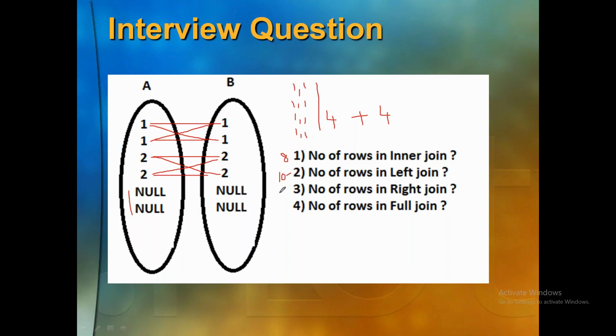Number of rows in left join is 10. Number of rows in right join is also 10, because here it is matched data plus unmatched data in the left data set, that is 2, 10. Number of rows in full join: matched data 8 plus 2 and plus 2, because this side 2, this side 2. We have 8 plus 2, 10, and the total number of rows is 12 for the full join. Am I clear? So this is your answer.